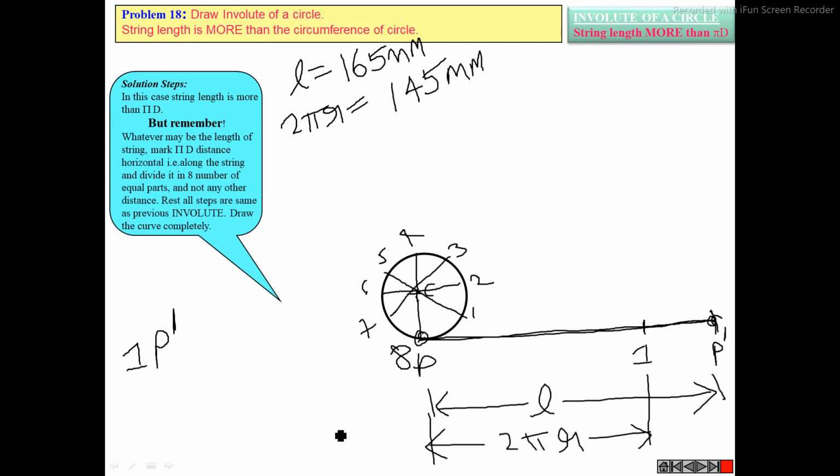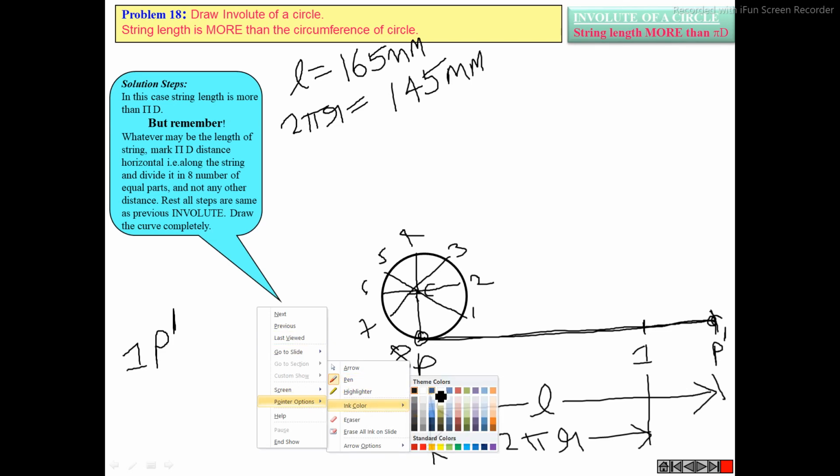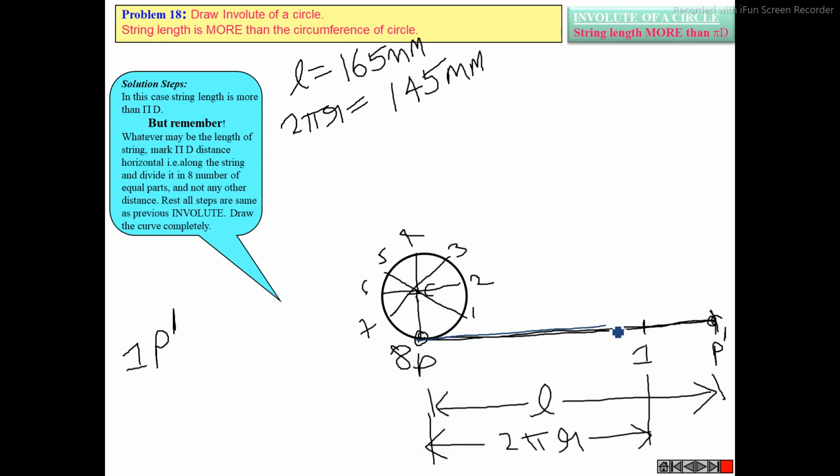Yes, sir. So that means I need to divide the circumferential length into 8 equal parts every time by set square method. Now are you finding the difference between what we did in the last case and what we are doing in this case? Yes, sir. So in this case we will divide this P1 line, which is my circumferential length line, into 8 equal parts by set square method.